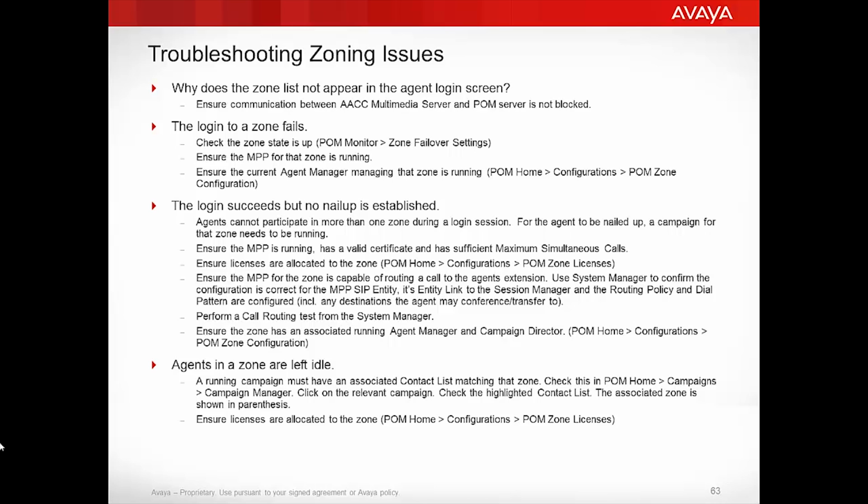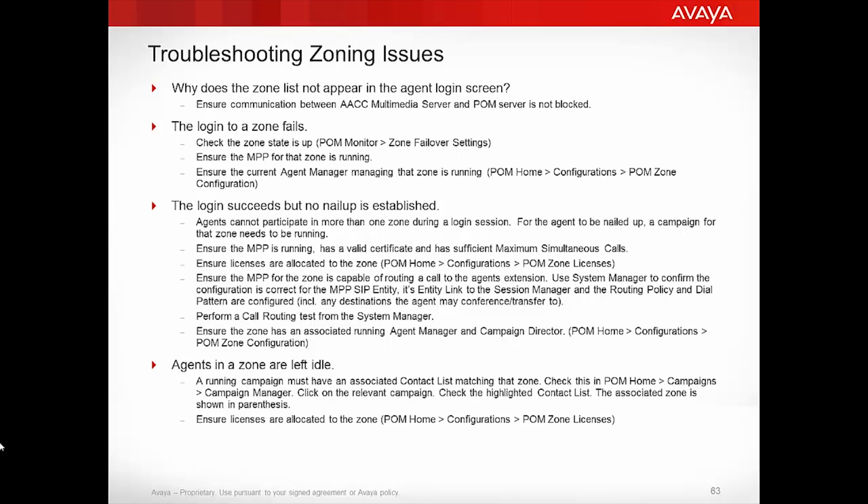Make sure the MPP for the zone is capable of routing a call to the agent's extension. Use the system manager to confirm that the configuration for the MPP SIP entity is correct, that its entity link to the session manager and the routing policy and dial pattern are properly configured. That includes any destinations the agent might have to transfer or conference to. Perform a call routing test from the system manager and ensure that the zone has an associated running agent manager and campaign director. So look at the POM home, configurations, POM zone configuration settings.